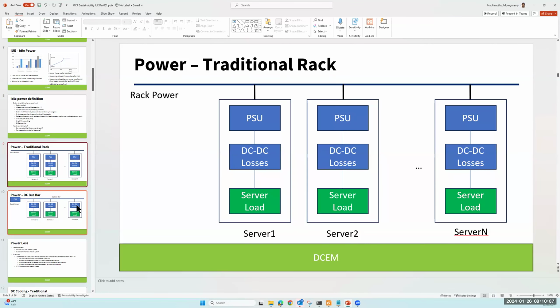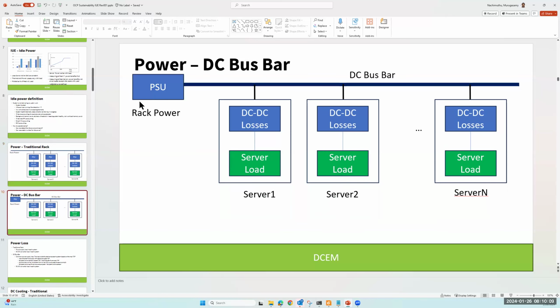We also started discussing the power. We have the traditional rack and the DC bus bar. In the DC bus bar case, the PSU is shared between the systems. In the other case, you have a PSU per system.